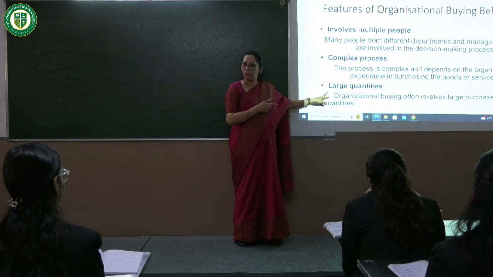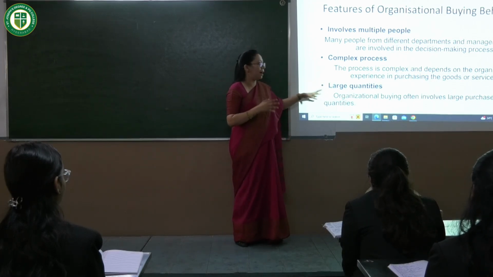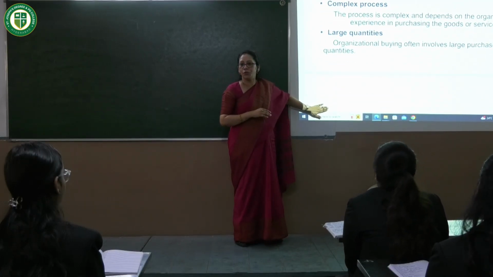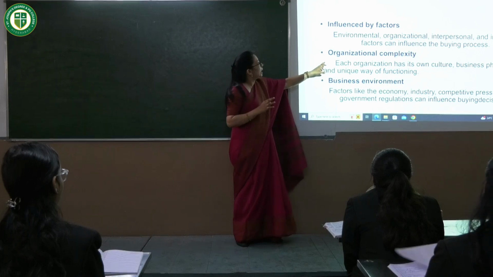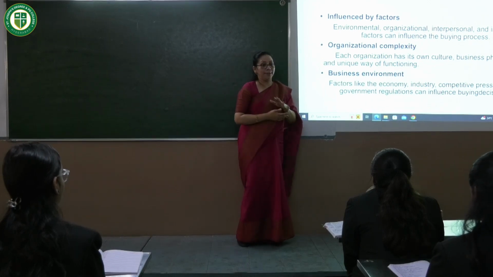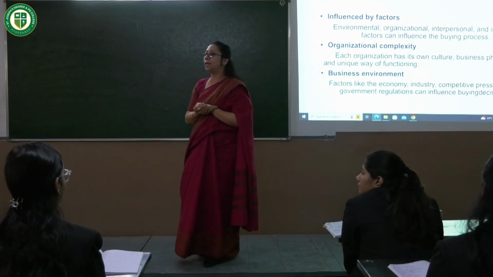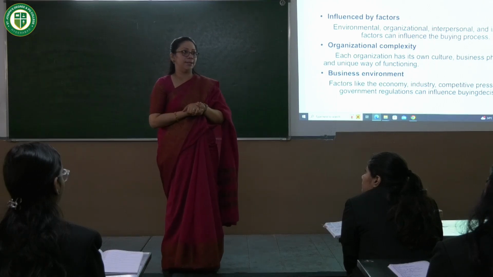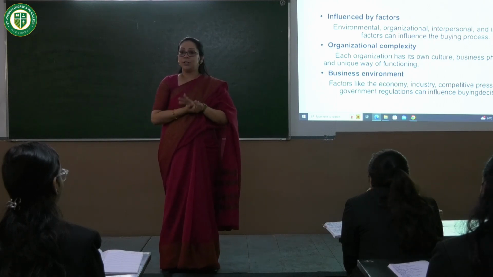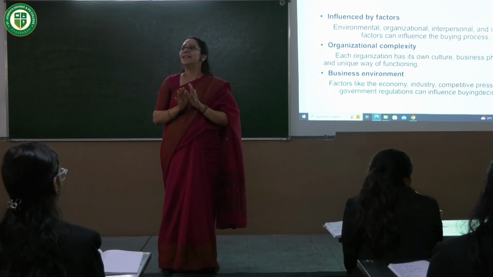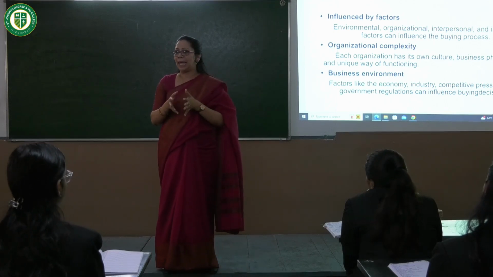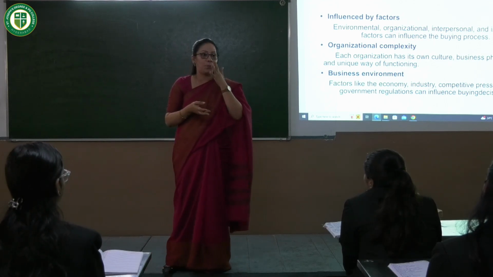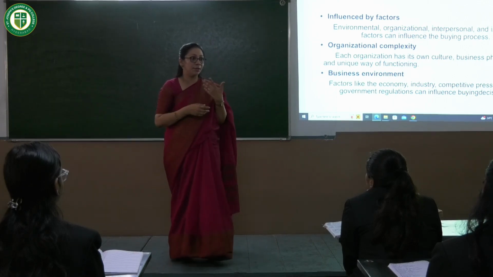Then comes, as I told you, large quantity. We buy in bulk quantity that is required for the production activity or whatever the purpose the organization is buying. Then comes, it is influenced by factors. Now, when I was explaining the consumer buying factors, what were the factors? The cultural factors, social factors, psychological factors were the most important ones. Personal factors like age, gender, education, occupation, then comes perception, learning, attitude.